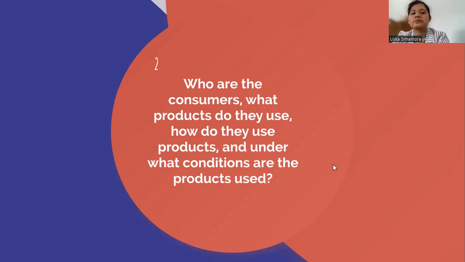Under what conditions are the products used? Because this is a service, it is like scenery, and of course, under the condition when people feel they enjoy it. In the dry season, they can enjoy the mountain view with the blue sky, and also sometimes the white cloud. Okay, so that is the example for the second question, who are the consumers.